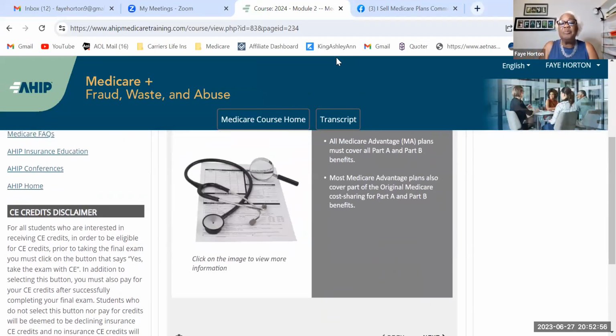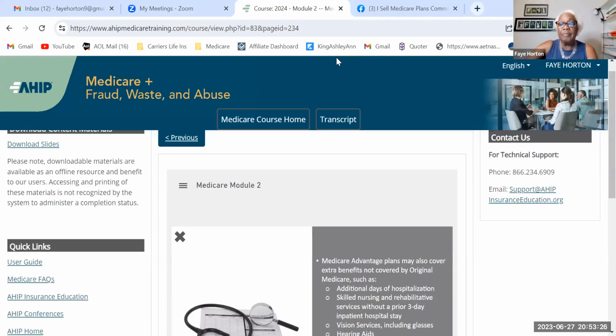All Medicare Advantage plans must cover all Part A and Part B benefits. It's important that you understand that, because if you're selling Medicare Advantage plans, you will know that all Medicare Advantage plans must cover Part A and Part B benefits. Most Medicare Advantage plans also cover part of the original Medicare cost sharing for Part A and Part B benefits.